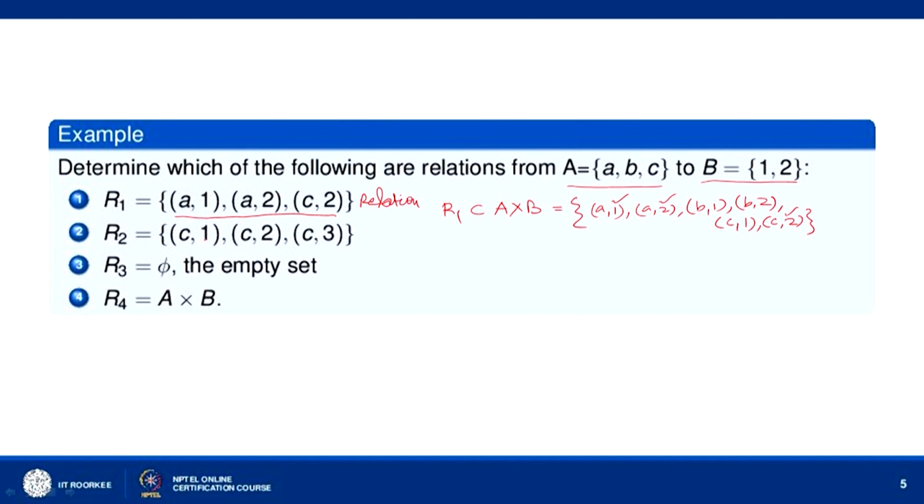Now, let us look at R2. R2 consists of (c,1), (c,2) which are there in A cross B, but (c,3) is not there in A cross B. So, R2 is not a subset of A cross B and therefore, R2 is not a relation from A to B.